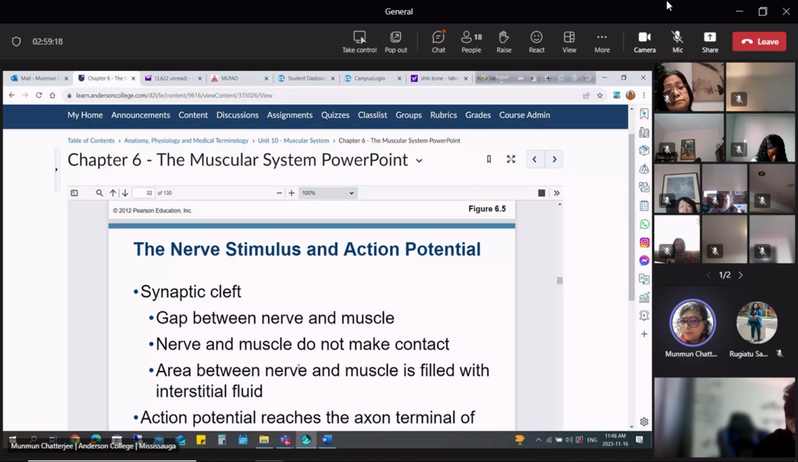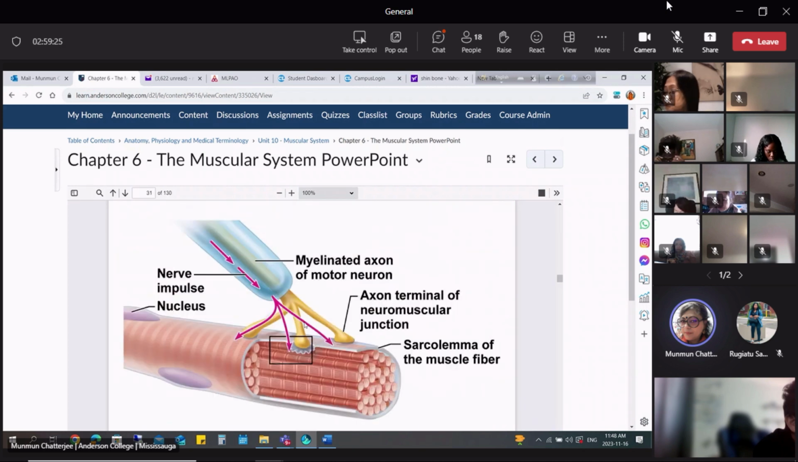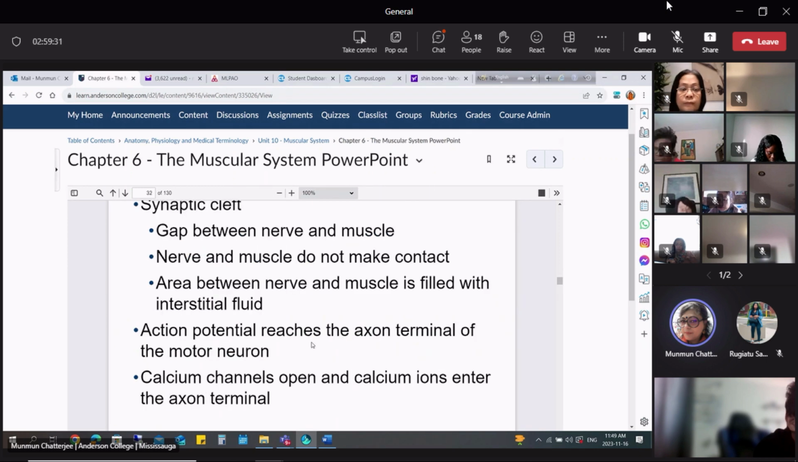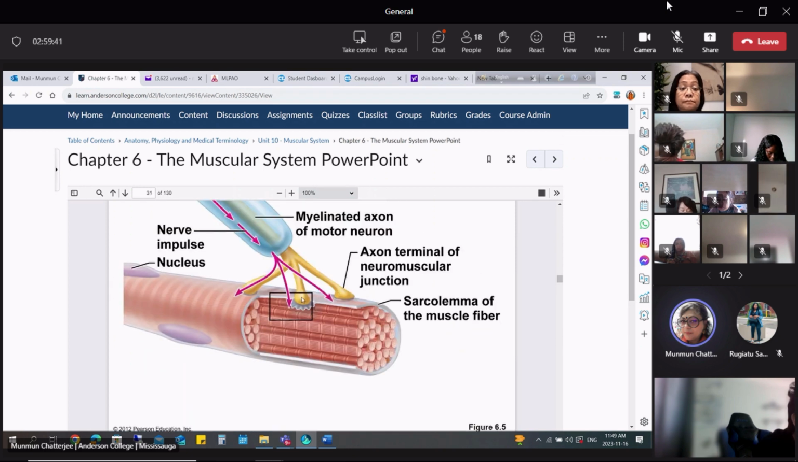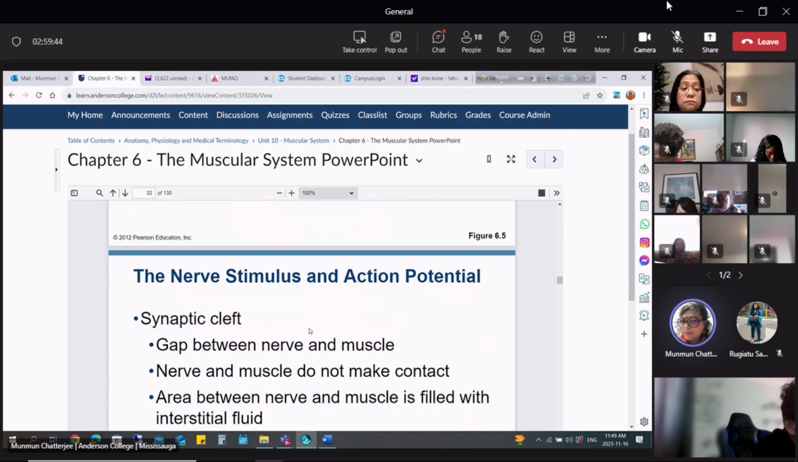What is called the synaptic cleft? You don't need this, I'm just telling you. The gap between the nerve and the muscle is called the synaptic cleft. The nerve and muscle do not make contact. The area between the nerve and muscle is filled with interstitial fluid. The whole body is full of interstitial fluid.